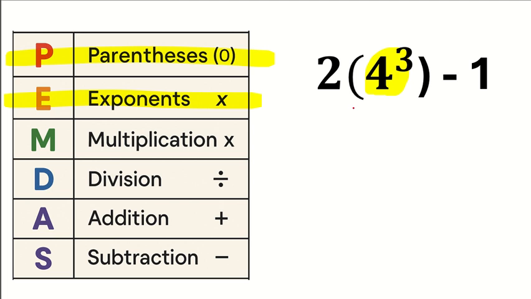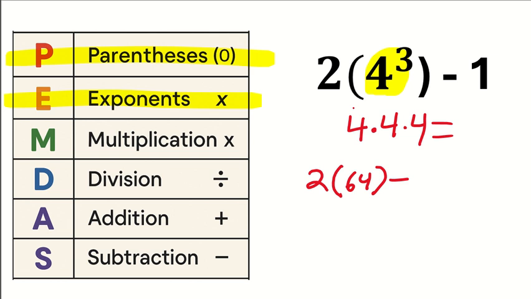Ladies and gentlemen, boys and girls, it's another 4. And remember, 4 to the 3rd power just means 4 times 4 times 4. You're multiplying it by itself 3 times. Now remember, 4 times 4 is 16. And then 16 times 4 is 64. Which means we now have an expression of 2 times 64, decreased by 1.